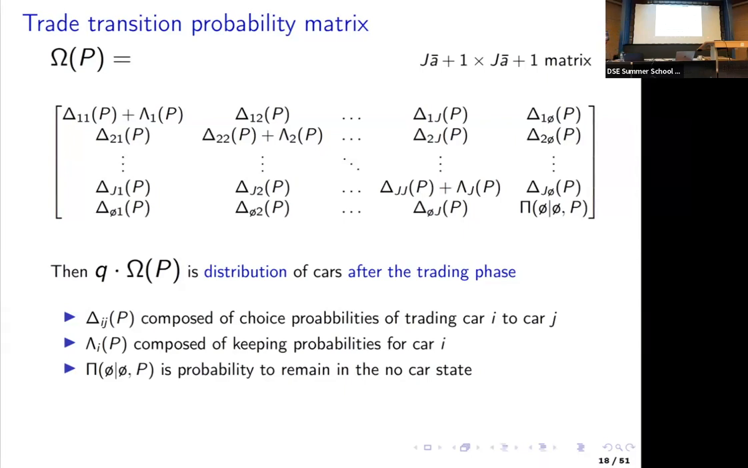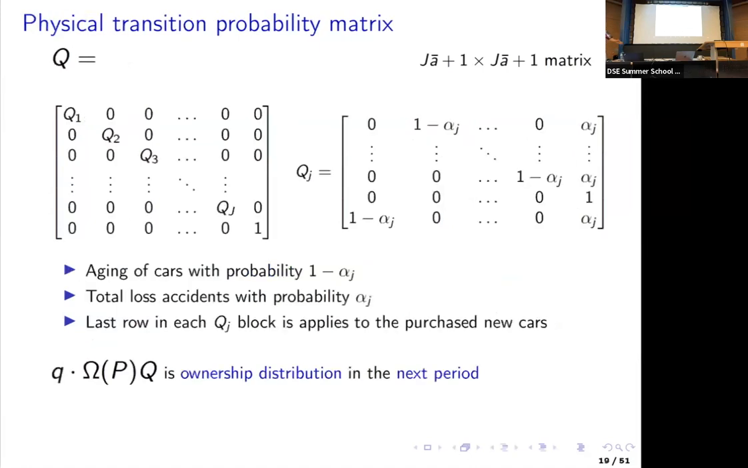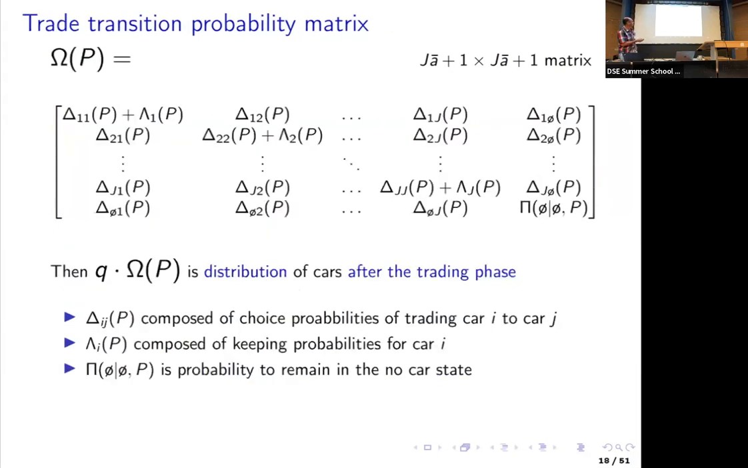Which axis of the matrix is the before trading, and which one is after trading? Let me think. So this needs to work. Yeah, this is a standard transition probability matrix, right? This sums up to one along the rows. The rows sum to one. The row is your existing car, and the column is your next period, or after trade phase, car.